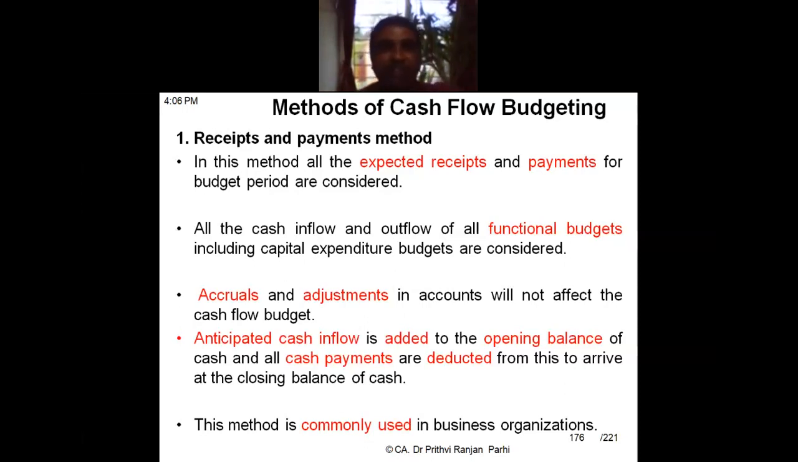If there are some income accruals or expenditure accruals, that doesn't affect the cash budget. Suppose credit sales: credit sales will not affect our cash budget. Or let us say expenditure accruals, accrued salary, accrued payments, they are not going to affect our cash budget. Only actual cash outflows or cash inflows will be affecting our cash budget. So by using the receipt and payment method, we will be able to prepare a cash budget one way.